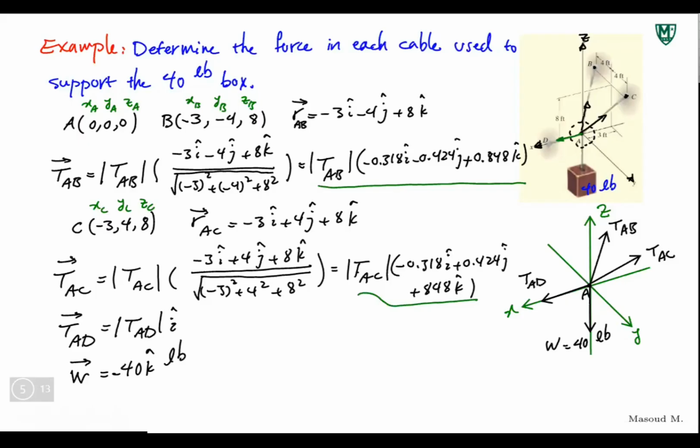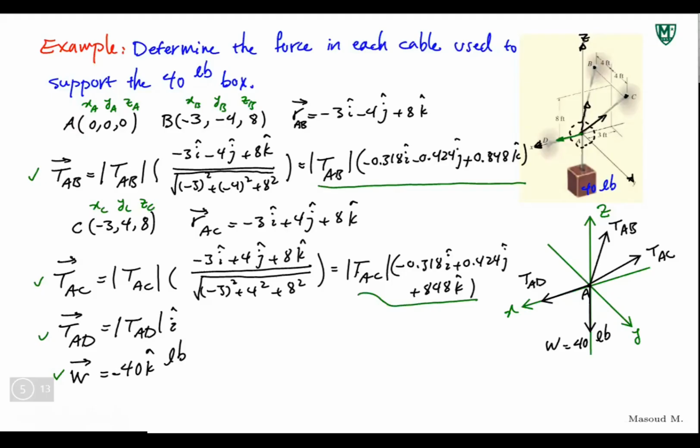So I got TAB here. Right, that's not just a number now. TAB, TAC, TAD, and W. So now I have all the forces in my free body diagram represented in Cartesian space. Now, I don't know 3 magnitudes there, but keep in mind, I'm going to get 3 equations, right? If you think about it, I'm going to write this in X and Y and Z direction. So I'm going to get 3 equations. So having 3 unknowns is not a big deal because mathematically speaking, I should be able to solve it.